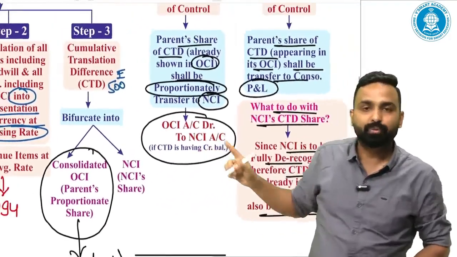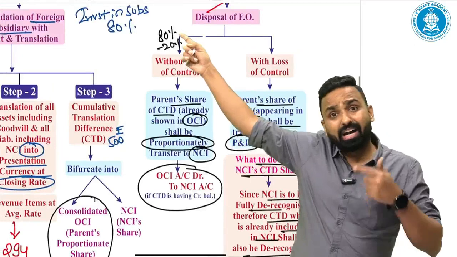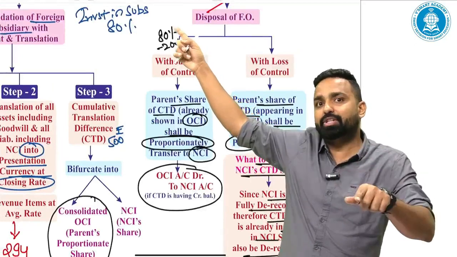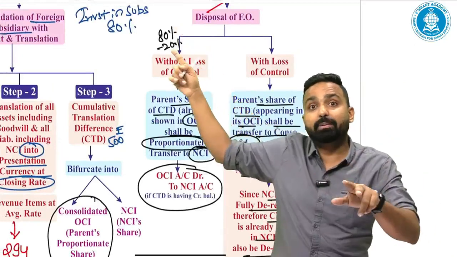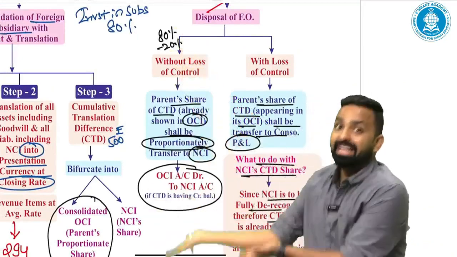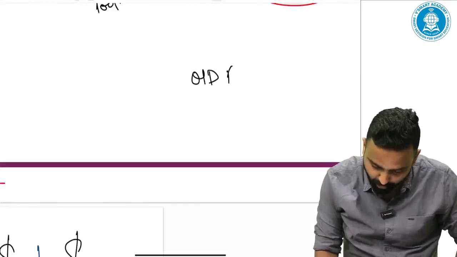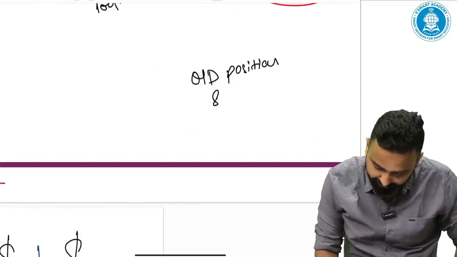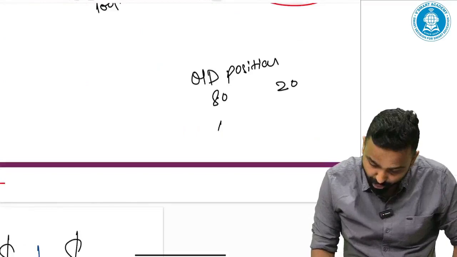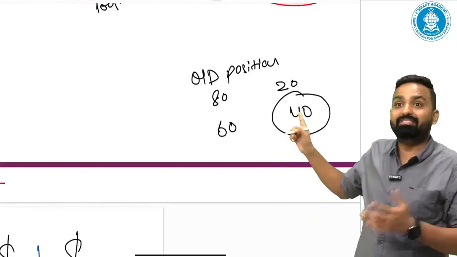Sir, why are we doing so? Technically, earlier you were having 80% share. But now you sold your 20% part. That means the NCI will get increased by 20%. See, earlier, what was the old position? Old position was 80 and 20. Now, what is the new position? 60 and 40. So, the NCI will be increased now.